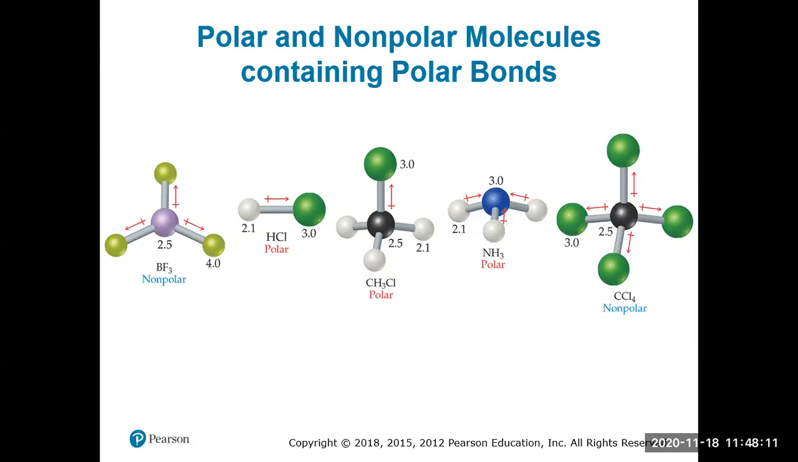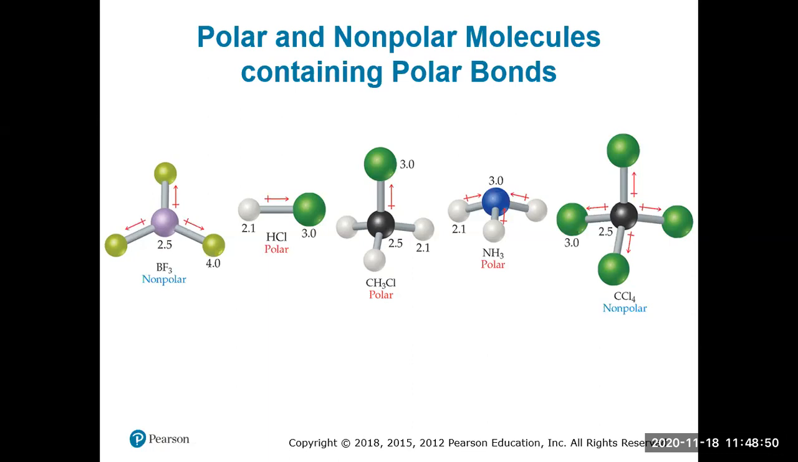CH3Cl, we have the carbon as that central atom, the black one in the middle there. We have the 3 hydrogens attached. And if we look at hydrogen versus carbon, there's really not a big difference there, so you don't see a dipole created there. But the difference between the carbon and the chlorine is a little greater, so we do get a dipole there. We see it goes in the direction of the chlorine, and so that overall winds up being a polar molecule.